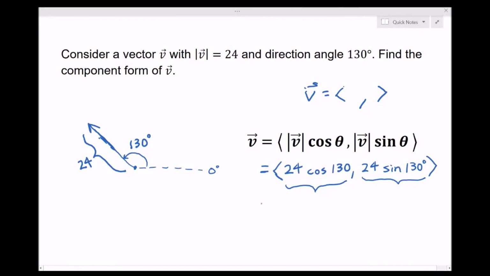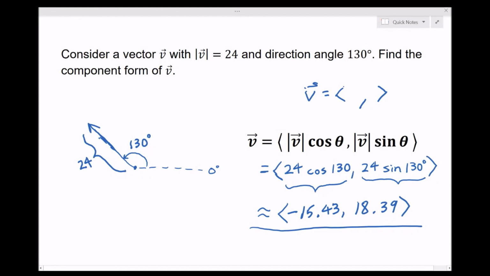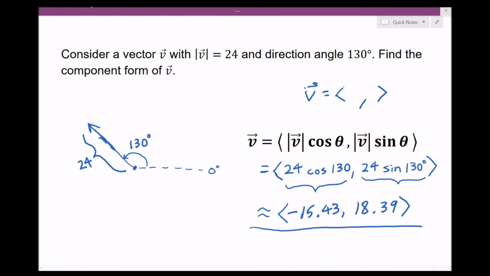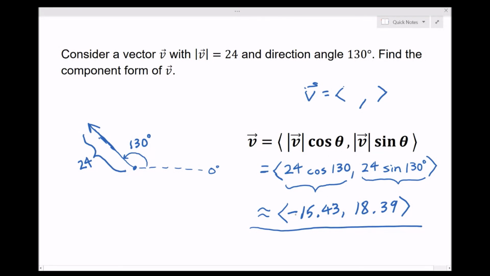And if you stick these in your calculator using degree mode, of course, then you'll get that the vector is around negative 15.42 or 43 if we round, and this part, positive 18.38 or 39 if we round. And so this is that same vector in component form. And it should make sense because in our sketch, it's going from the origin, we would go left and then up, right? Negative 15 for left, positive 18 for going up.